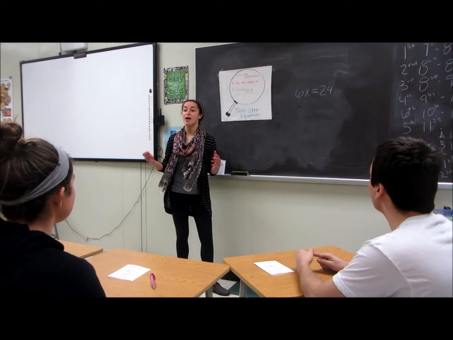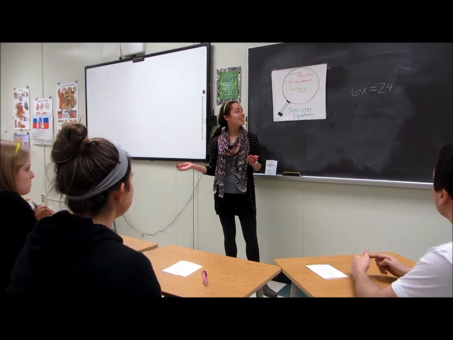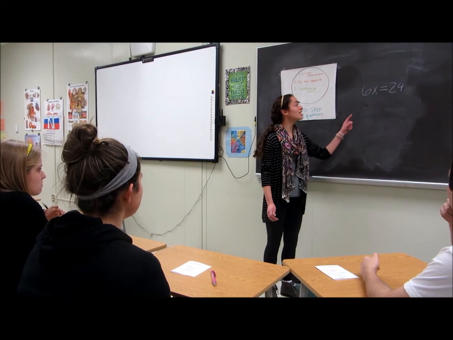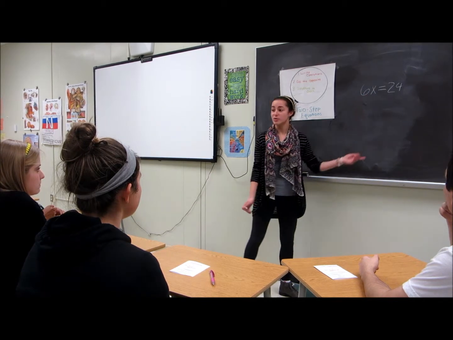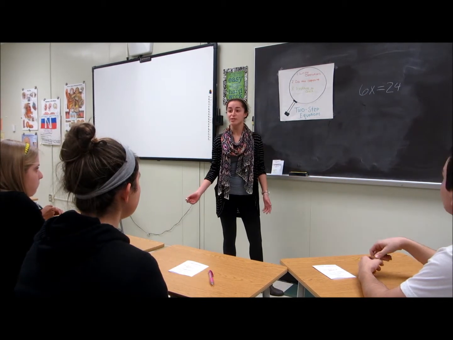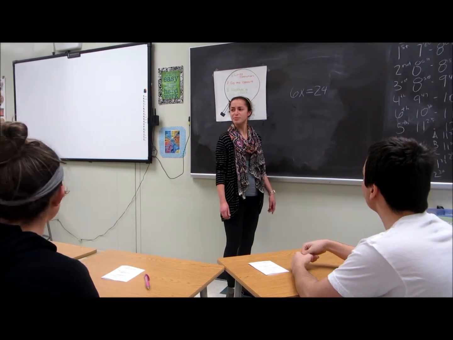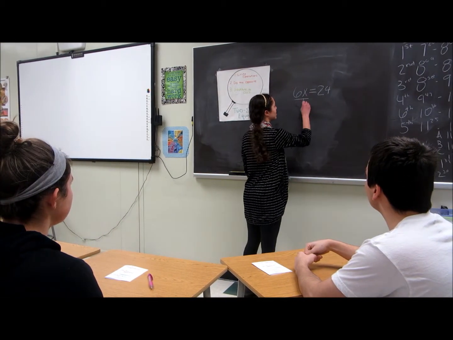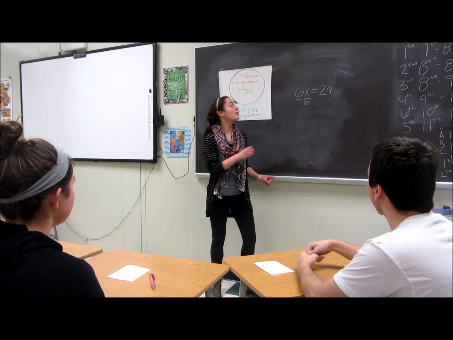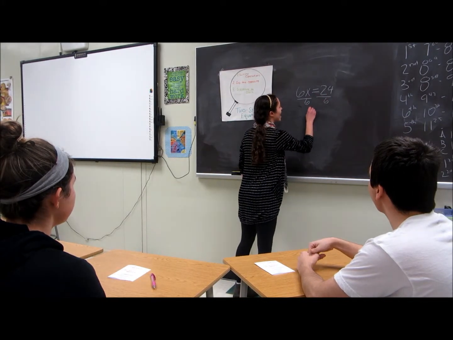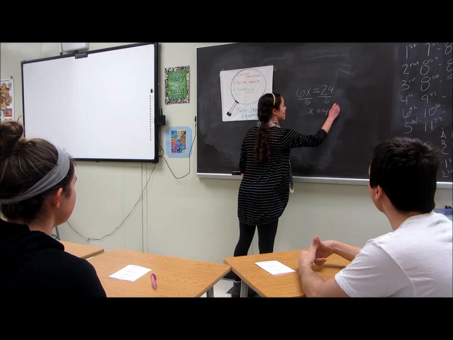A variable is like a number or a letter in an equation, and the whole idea is to get the variable alone so that we can solve for what the variable equals. So, Sammy, can you tell me what we did to get the variable alone? Divided by 6. Okay, perfect. On both sides or one side? Both sides. Perfect. And so we said x equals 4.